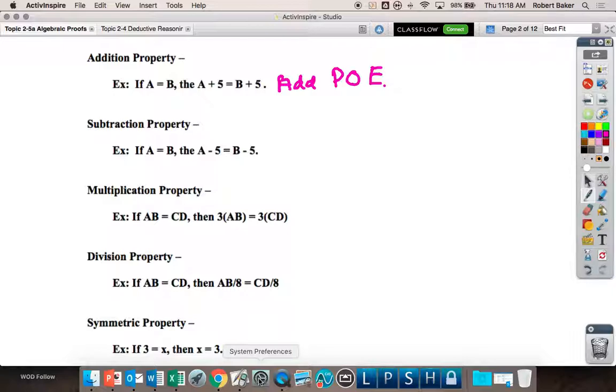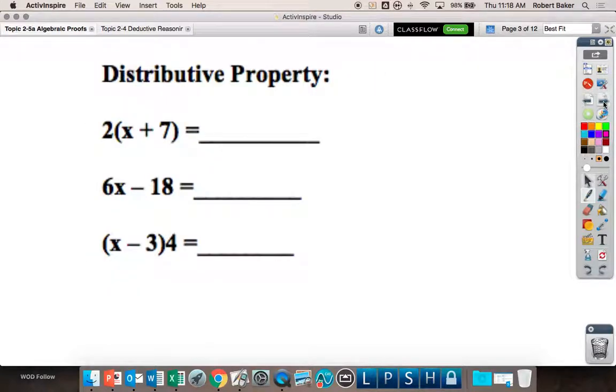So I'm going to skip past some of these that you may or may not already know. Guys, the distributive property can look a lot of different ways. What would the distributive property say for the first one? We got 2x plus 14. No. You can't math. You just have to apply the property. Distributive POE. 2x.